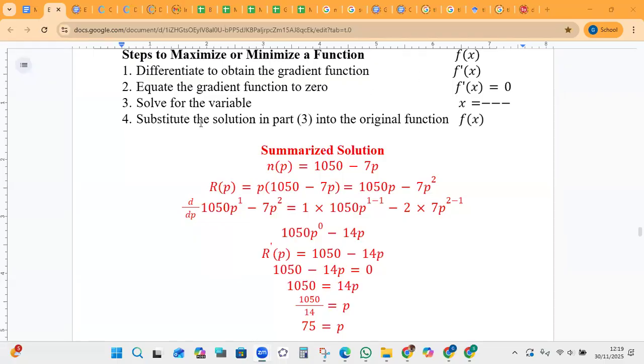Here we are going to outline 4 steps to maximize or minimize a function to get the optimal value using calculus, specifically differentiation. So first you have to differentiate to obtain the gradient function. You must differentiate the function in order to obtain the gradient function. Whenever you differentiate, you have obtained the gradient function.